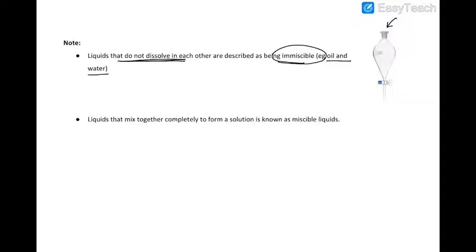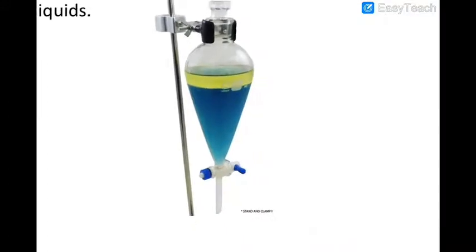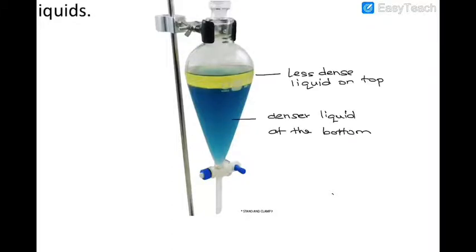Now you put the mixture of liquid over here and allow it to settle. After some time, it's going to separate into layers. So this is how it may look once it has separated into layers. Here you have a mixture of a blue solution and oil. Because oil is less dense, the oil is going to float. Whatever is less dense will be the top layer, and whatever liquid is denser will be at the bottom.